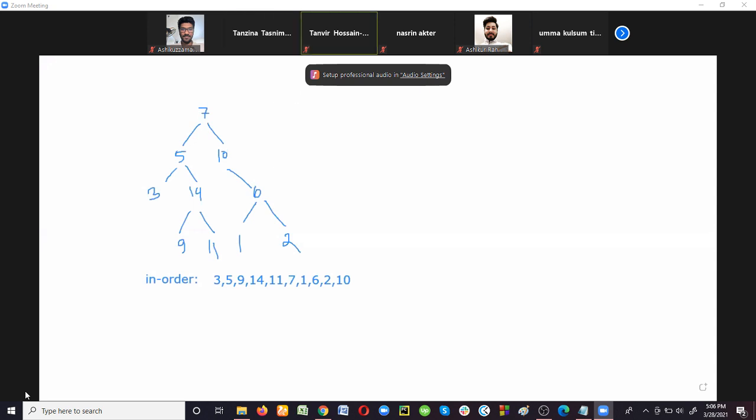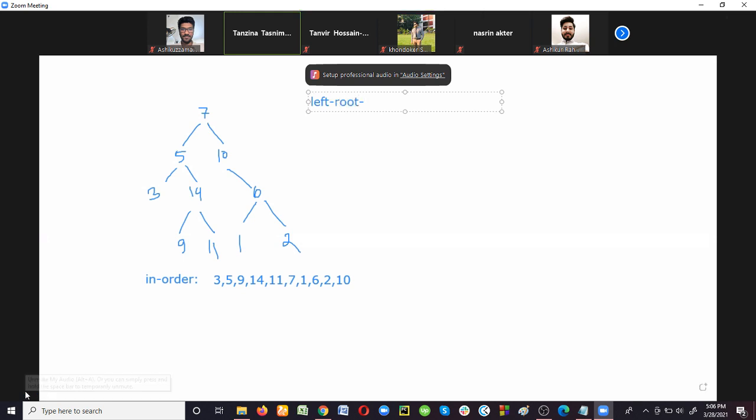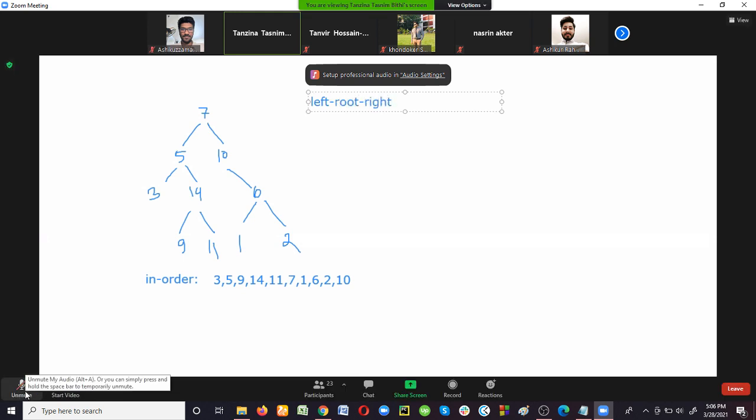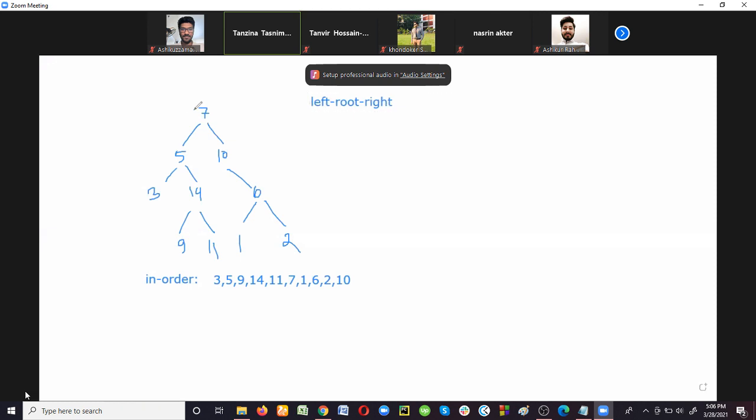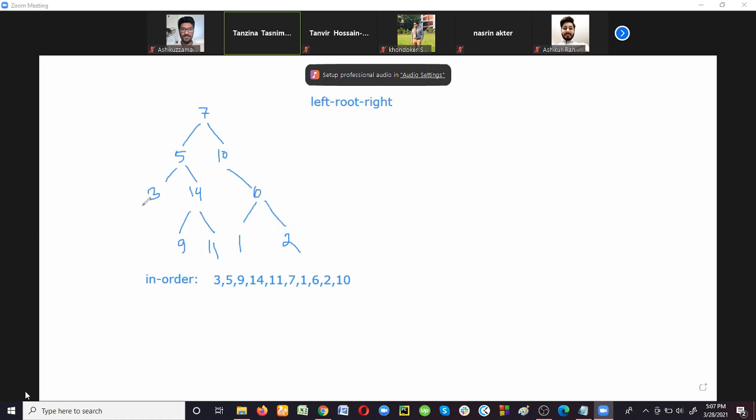Okay, so this is in order traversal, and which sequence will follow here? Left, root, right. At first left node will be traversed, then root, after that right. Okay. So the first node is 7 and it's a root node, so we can't take it. Then the left child of 7 is 5. It's also a parent node, so we can't take it. Now 3 is the left child and it's a leaf node, so we can take 3.